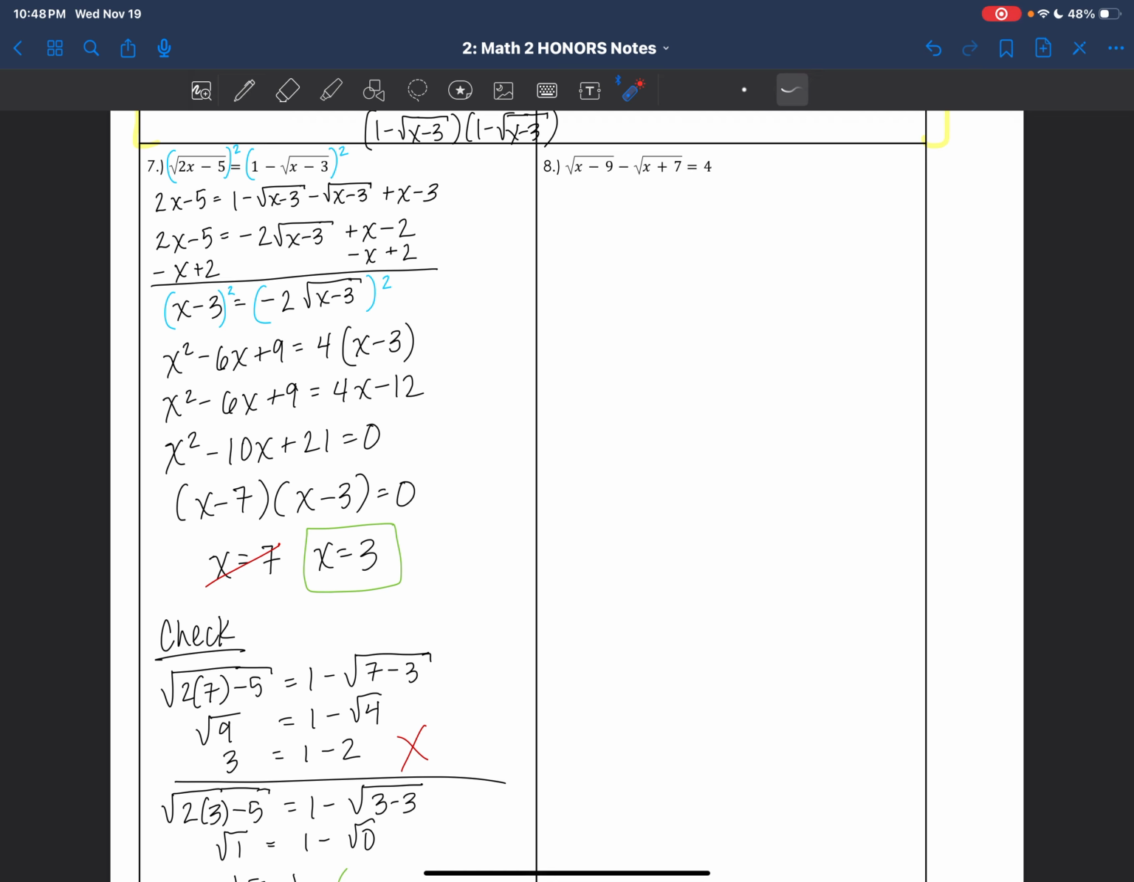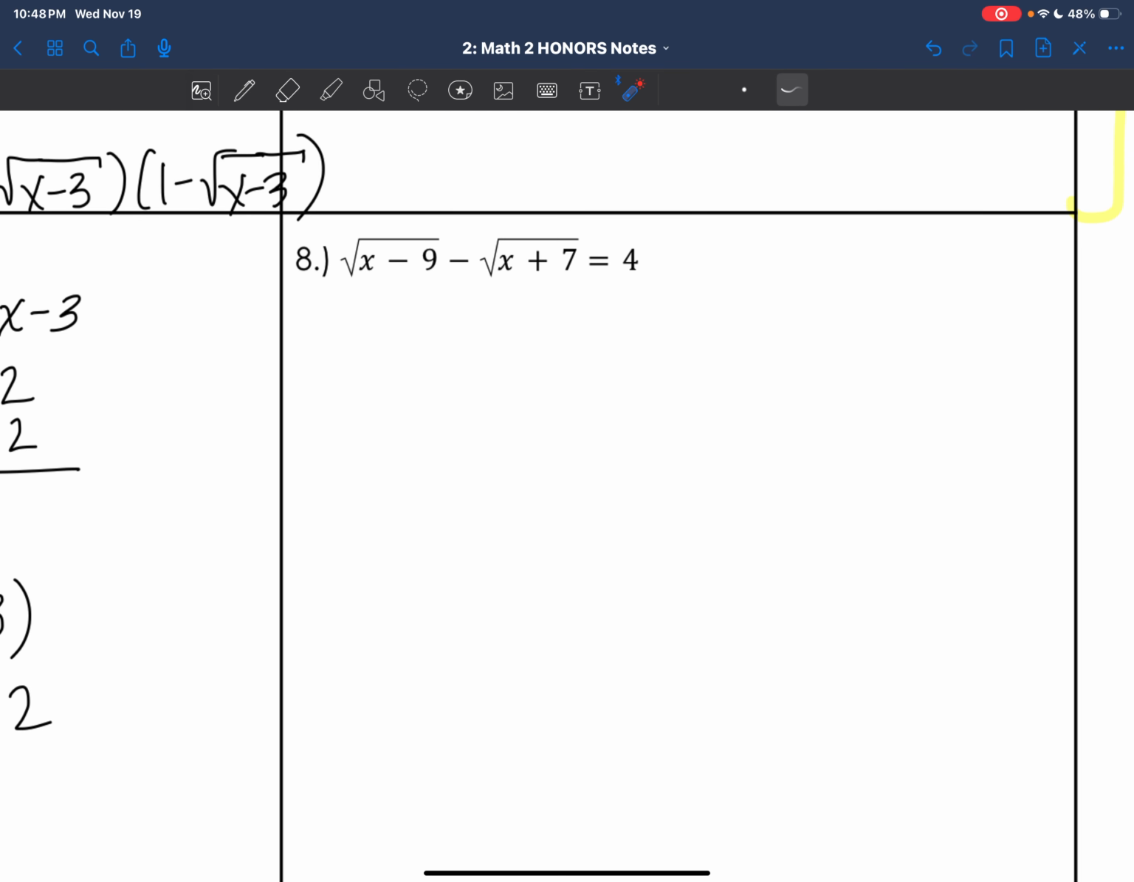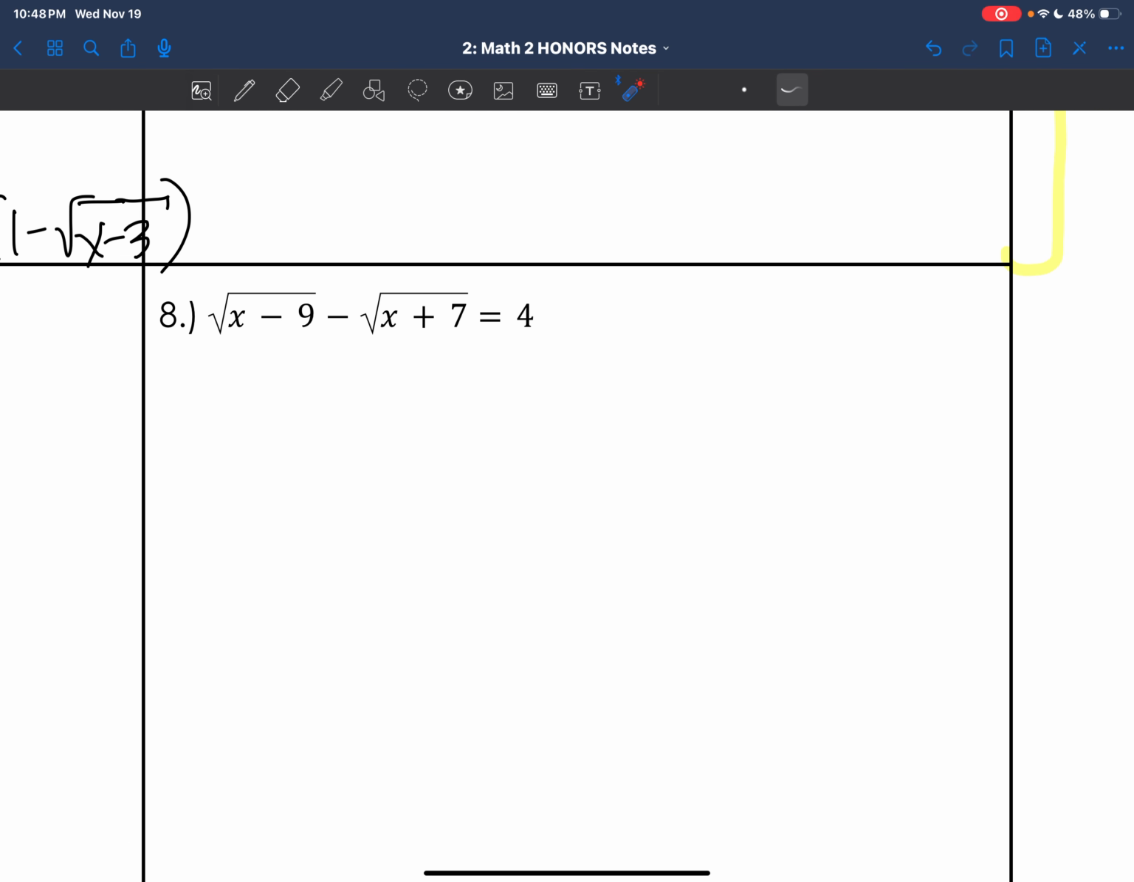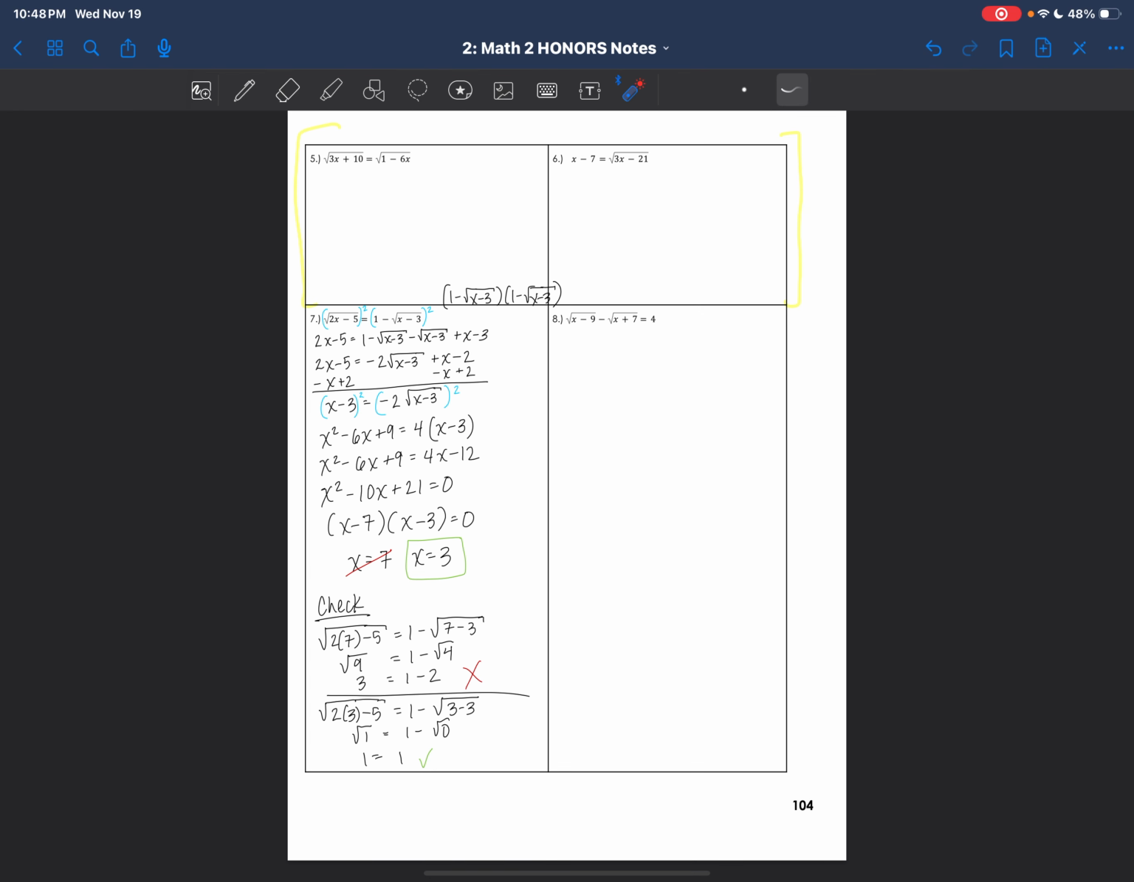And then what I would do, for number 8, is I would do this, but I would add... so you're going to take this and move it to that side. Then once you can do it, then you can start to do all of the steps like what we did here.